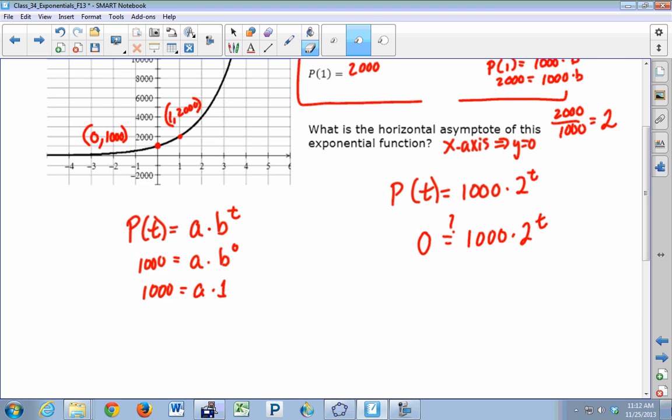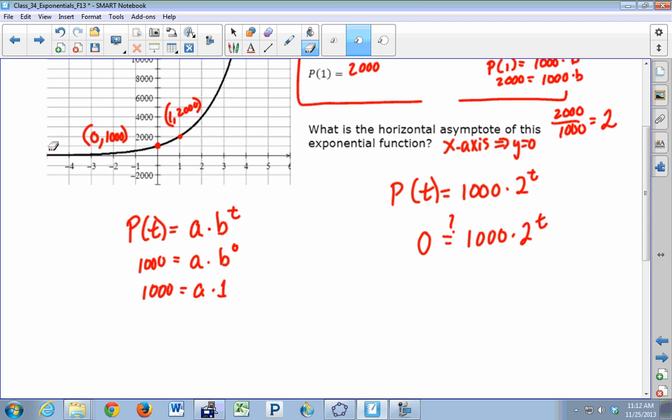Is this possible to get 0? You say no. Why not, Shane? Because of what? The y-intercept is when t is 0, that's right here. Why can't the value of my function ever be 0?